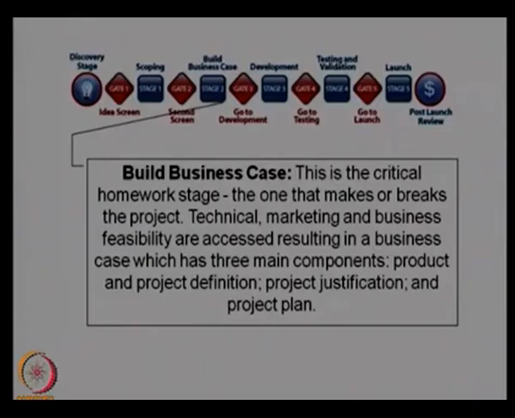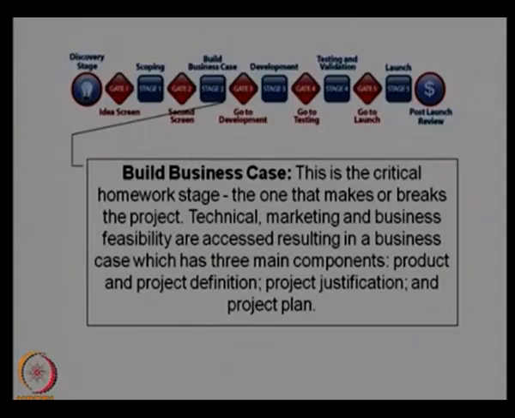So this is one of the important stages in the development, where all the important factors are analyzed: business aspect, technical aspect and the feasibility of the project is assessed, and a decision is taken whether to go ahead with the project or not. So as you can see, there are multiple stages: product and project definition, where you define the product and the project, and then you justify the project, and then you plan the project. Okay, how do you take this forward to the next level?